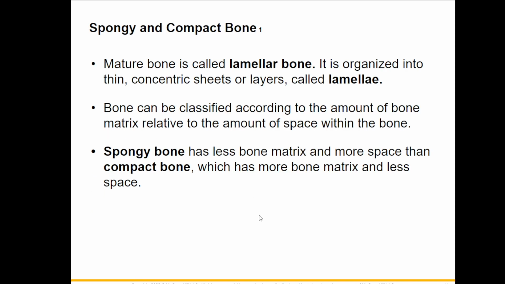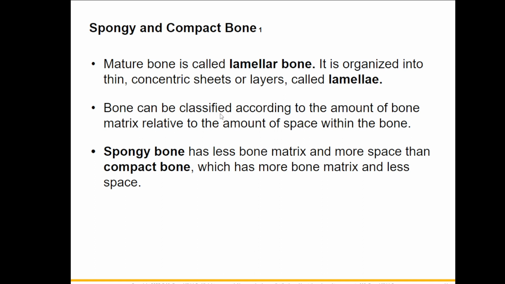So when bones become matured, so once that ossification and resorption is already done, we actually call the matured bone a lamellar bone. So if you still remember from connective tissue discussion, lamellae, it's a very familiar term, right? It means that the bones have already formed or organized themselves into concentric sheets or layers, no? The successive circular formation. So that is your lamellae or lamellar bone.